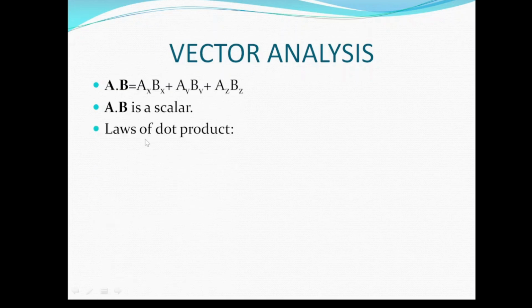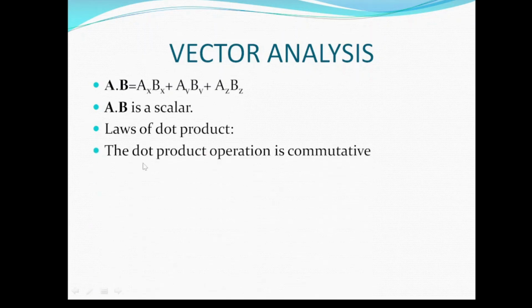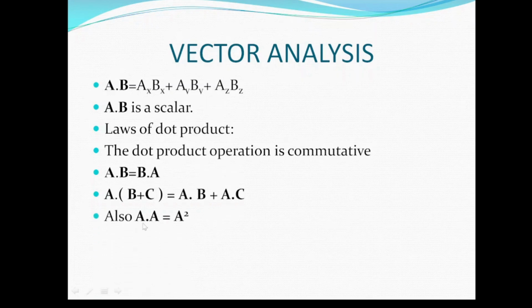Now, laws of the dot product. What are the different laws? So A dot B equal to B dot A. If you multiply A dot B or B dot A, it is the same. A dot (B plus C) is equal to A dot B plus A dot C. Also, A dot A is equal to A square.